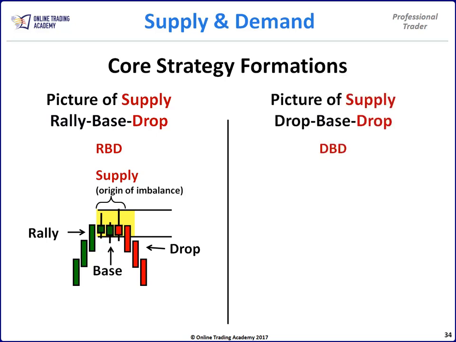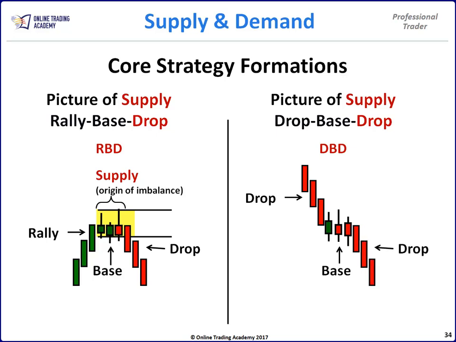The second picture of supply is going to be a drop-base-drop, or DBD. And on a chart, that's going to look like a drop followed by this basing or sideways action and a drop out in price. At the base, just like the rally base drop, is going to be where the supply zone is sitting, where that imbalance between supply and demand is at, and where the willing sellers are left behind.